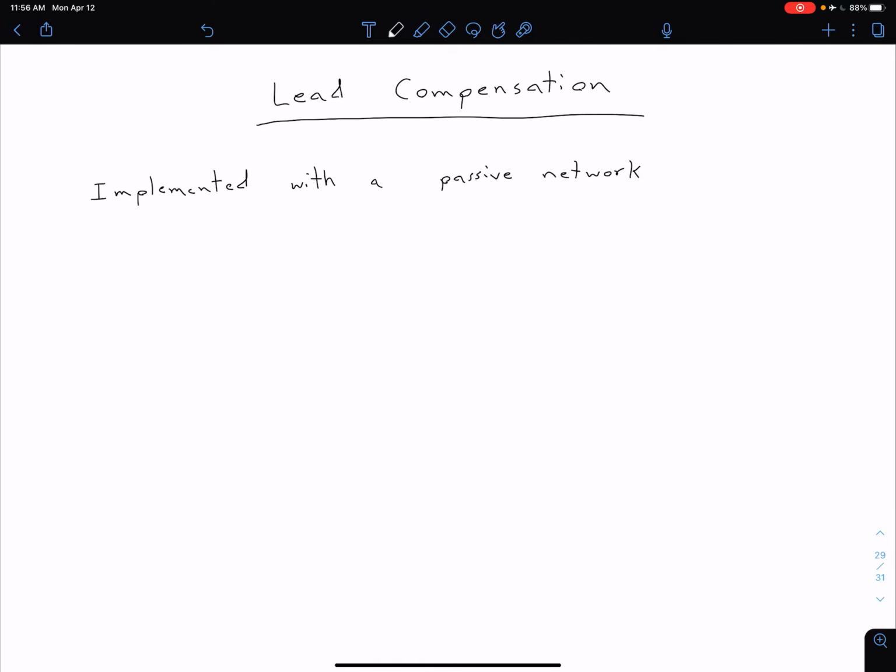In this video, we're briefly going to talk about lead compensation, which is the second of our two methods to improve our transient response with cascade compensation. The other one being the one we just reviewed, which is our PD controller or PD compensation. Unlike our PD compensation, our lead compensation is going to be implemented using a passive network, so resistors, capacitors, inductors. And so what that means is that ultimately it's going to be cheaper.